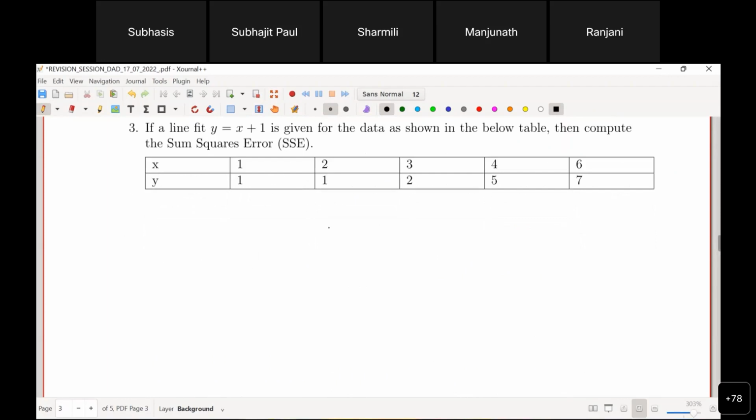And then you subtract the y predicted from the y actual and square it and add it. Correct. So this is how one should compute the SSE.